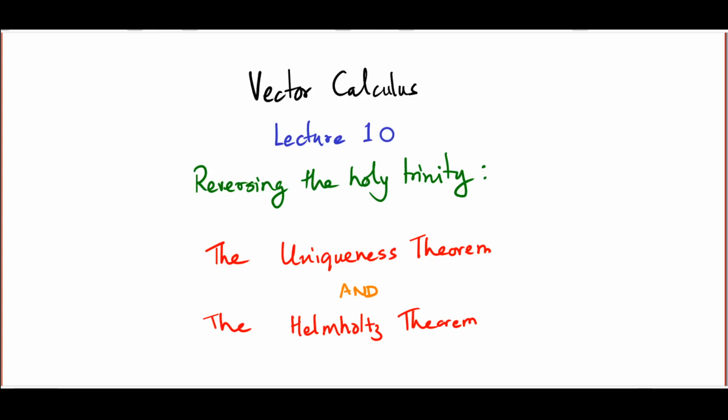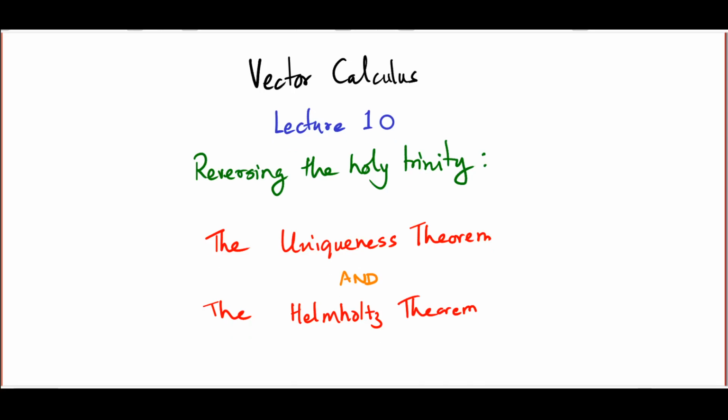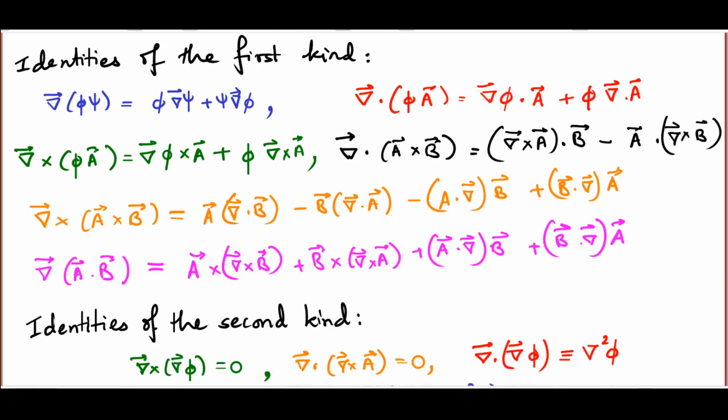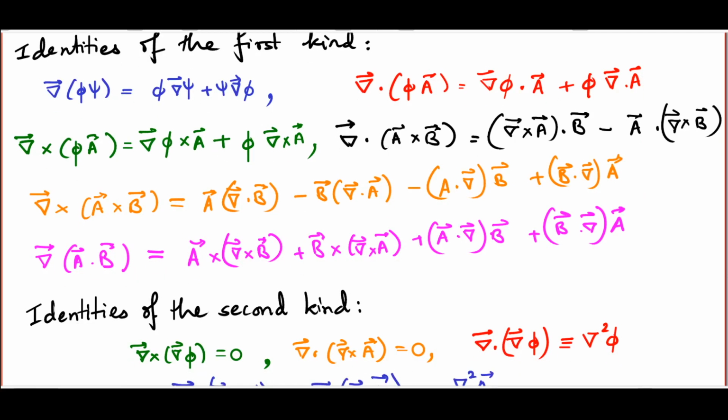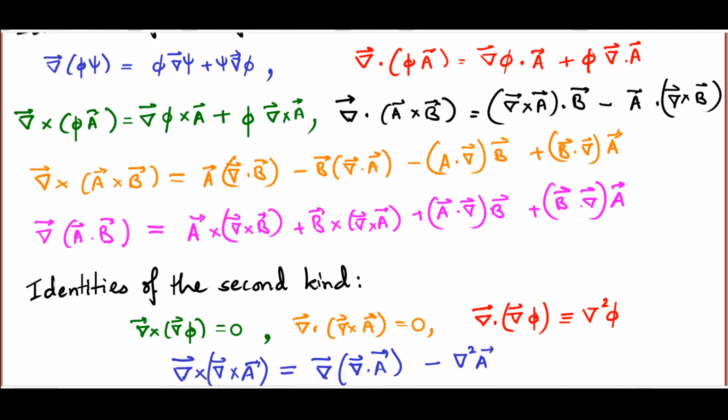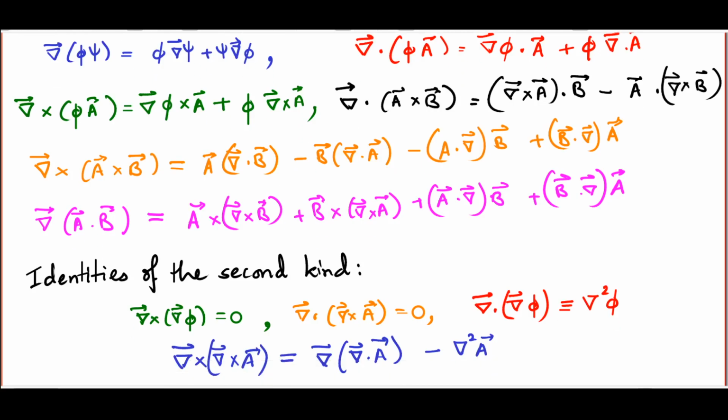Let me remind you that we have already derived a bunch of identities which involve these differential operators. They were identities of the first kind where a single one of the operations, gradient, divergence or curl, was acting on a product of two entities. You can see them on your screen right now. We also had identities of the second kind where you had two of these differential operators acting in succession.